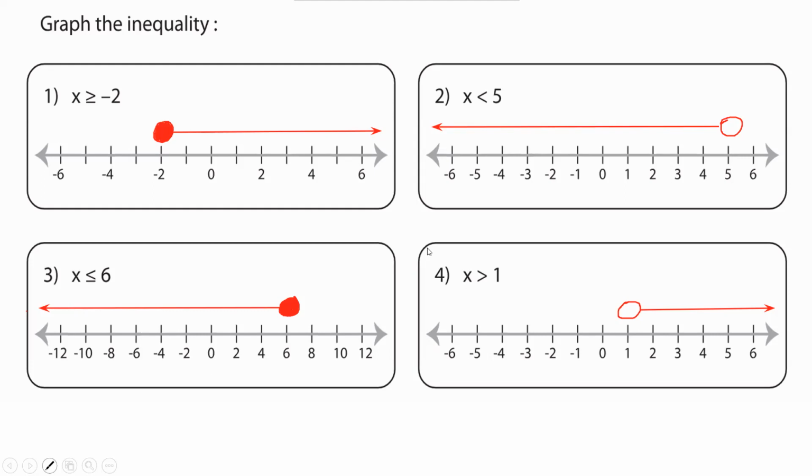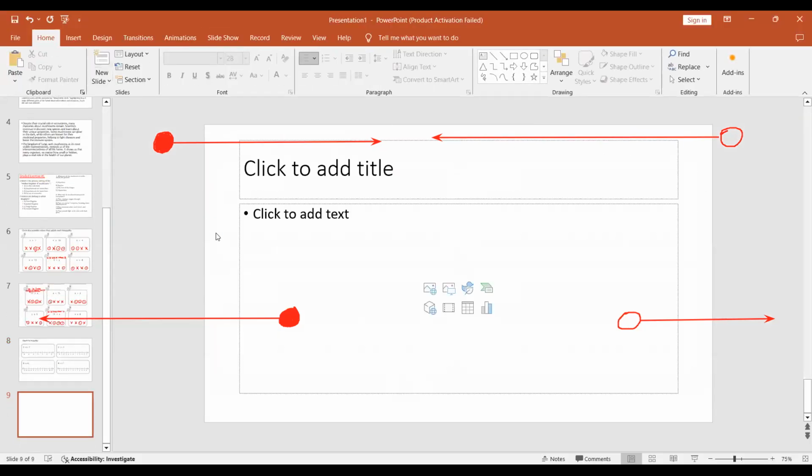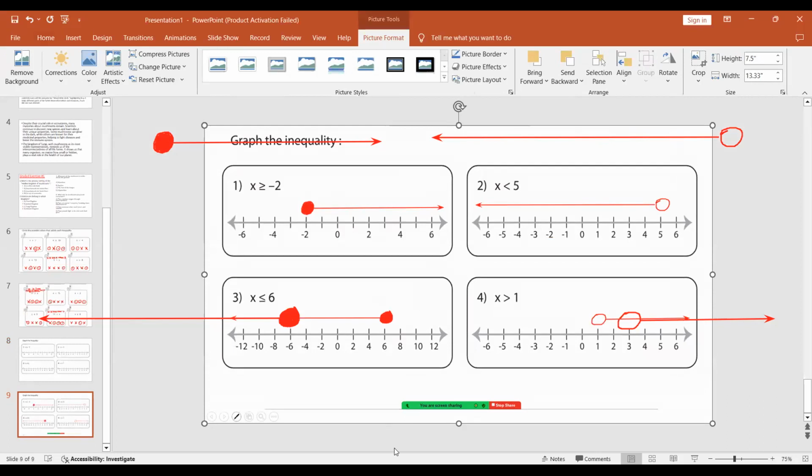So let's go ahead and do it. I'm gonna put this information inside the chat for your information. I need you to write this down. Make sure you use a ruler and a pencil when you're drawing the diagrams.